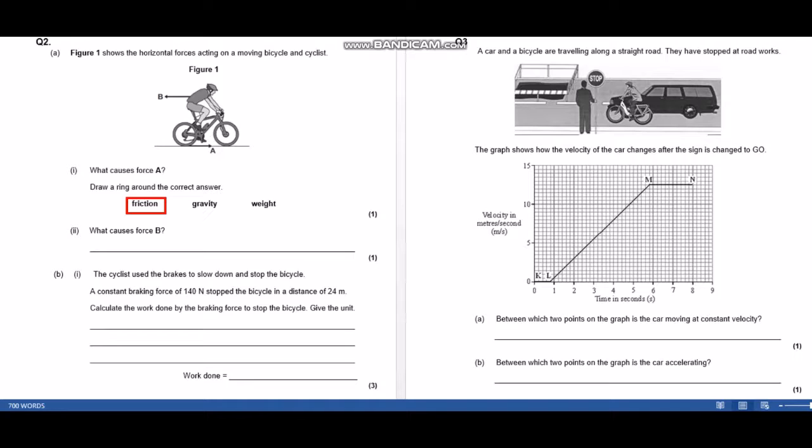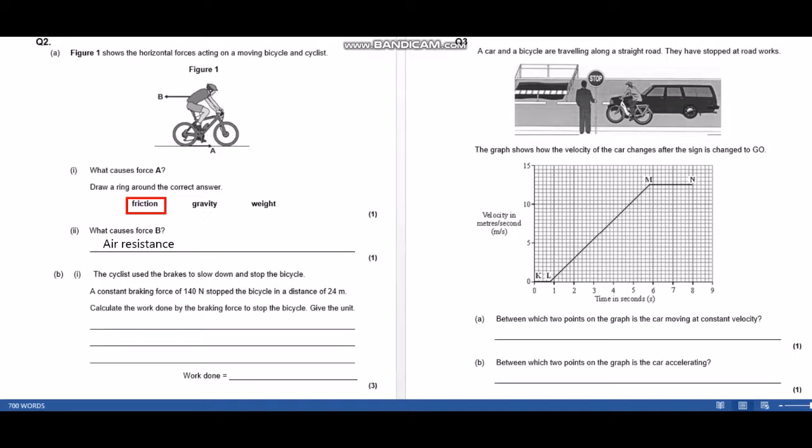What causes force B? So as I said, B is acting in the opposite direction. It's trying to slow down the cyclist as he's moving forward. That force responsible for trying to slow us down on our bikes is air resistance. Force B is air resistance.